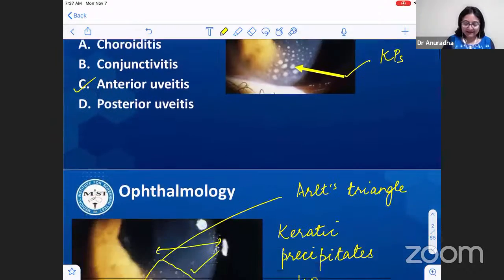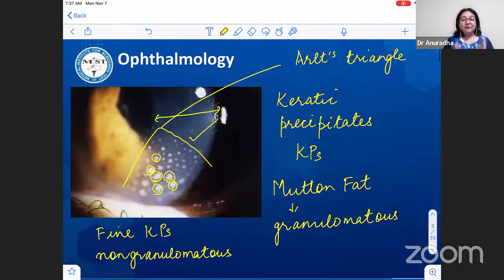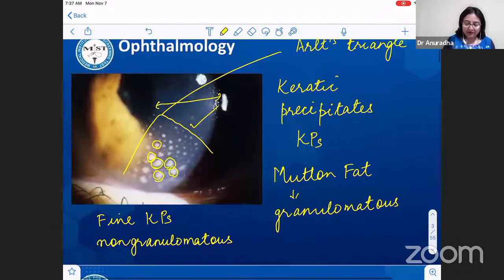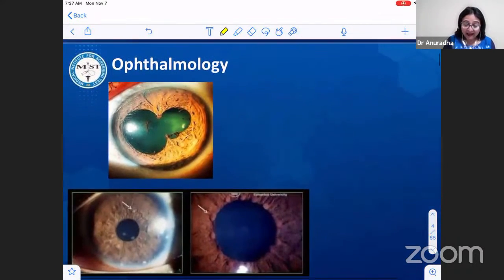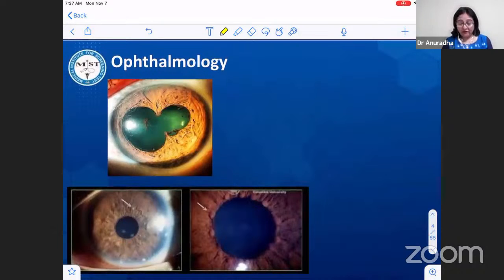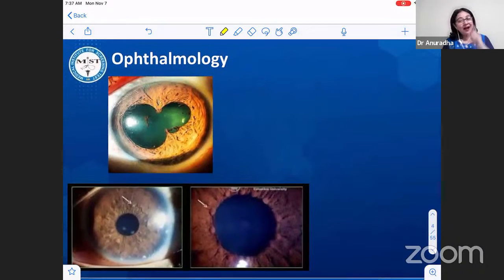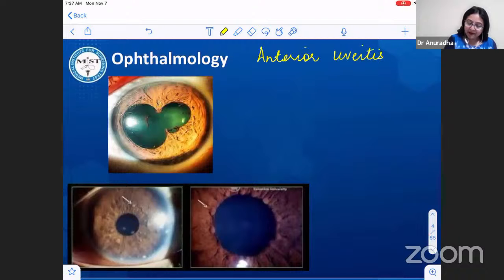Now, besides the keratic precipitates, which we have already discussed, let's quickly go through the various other signs in anterior uveitis, which they might ask you. Anterior uveitis is iridocyclitis. So there can be, as we know, anterior chamber cells and flare. KPs you have already told me.